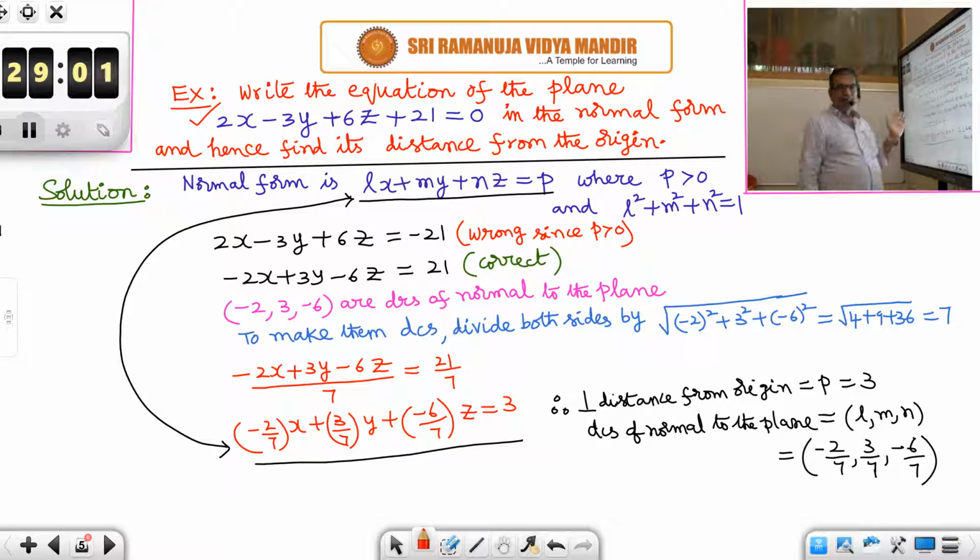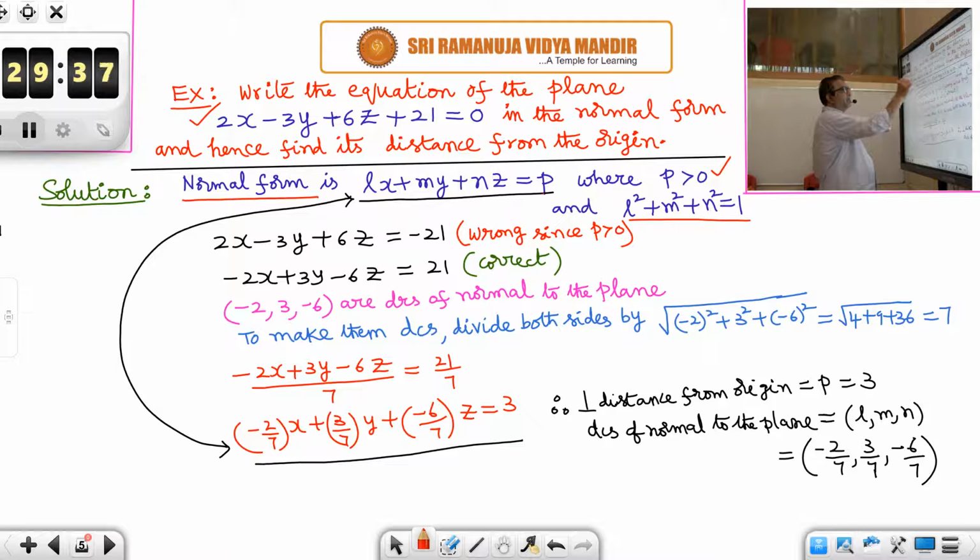Write the equation of the plane in the normal form. Normal form means Lx plus My plus Nz is equal to P, where P should be positive, and also L square plus M square plus N square must be equal to 1. That means L, M, N should be direction cosines, not direction ratios. Okay. So normal form I am writing. Normal form is Lx plus My plus Nz is equal to P, where P is greater than 0, that is the first condition, and L square plus M square plus N square is equal to 1, that is the second condition. Then only it is called the correct normal form.